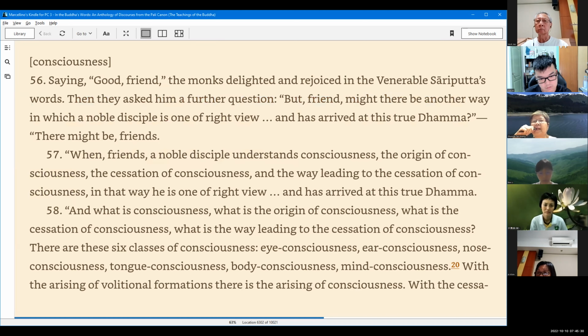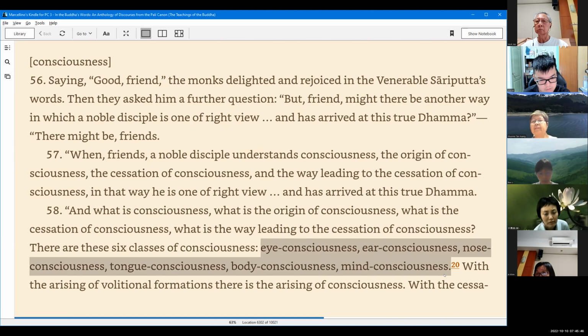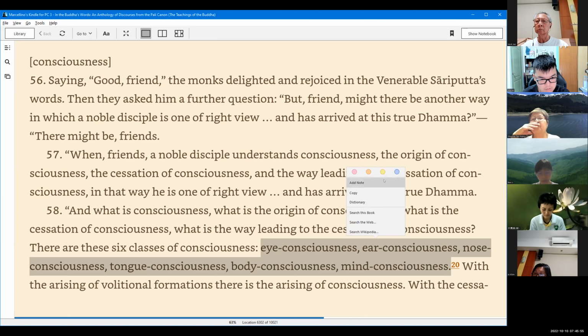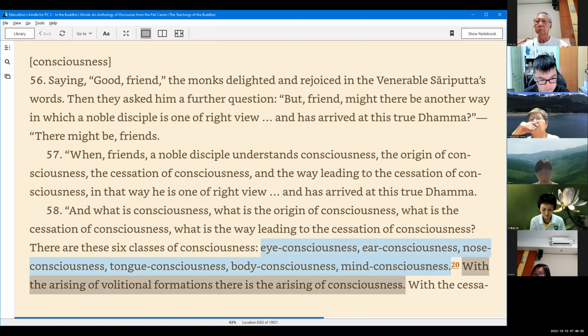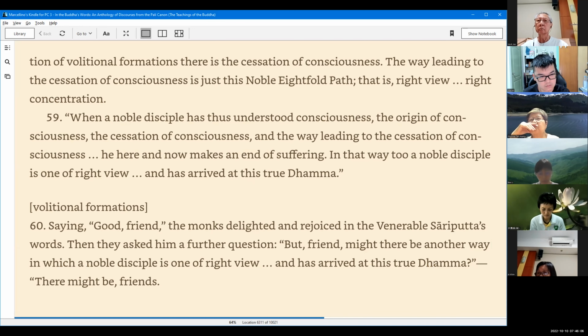And what is consciousness? What is the origin of consciousness? What is the cessation of consciousness? What is the way leading to the cessation of consciousness? There are these six classes of consciousness: eye consciousness, ear consciousness, nose consciousness, tongue consciousness, body consciousness, mind consciousness. With the arising of volitional formations, there is the arising of consciousness. With the cessation of volitional formations, there is the cessation of consciousness.